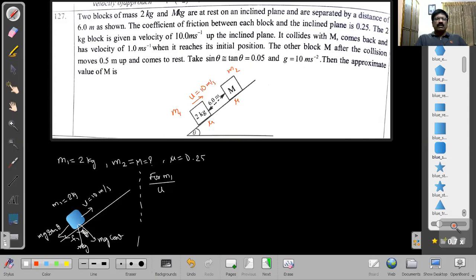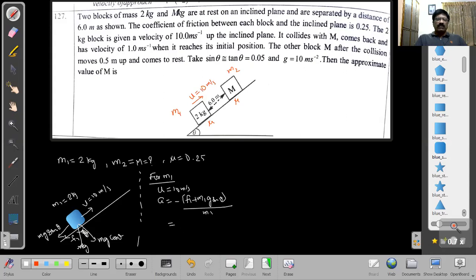the initial velocity for M1 is 10 meters per second before it makes collision with block M2. Acceleration: whenever the block M1 travels in the upward direction, the frictional force and mg sin theta both act on the block in the backward direction. That's why those two forces act as retarding forces. That's why retardation is equal to, in brackets, F1 plus M1 g sin theta, whole by mass M1.